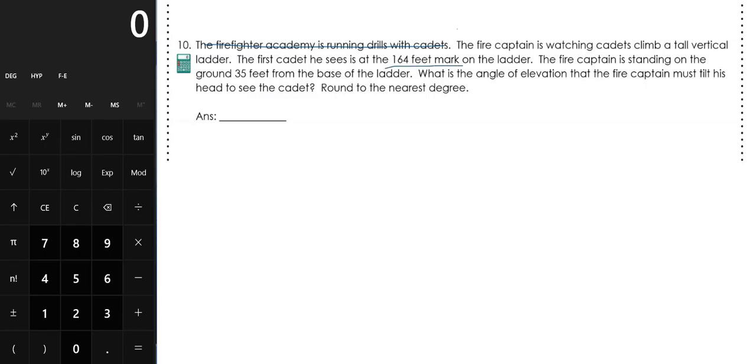So here's our first value. Now, think about what's happening. We have a fire captain, and he's watching cadets climb a vertical ladder. It's not slanted. It's going straight up. So let's draw a visual here. I'm going to draw my awesome stick figure. He's standing on the ground, so that's horizontal. And then we have this ladder.